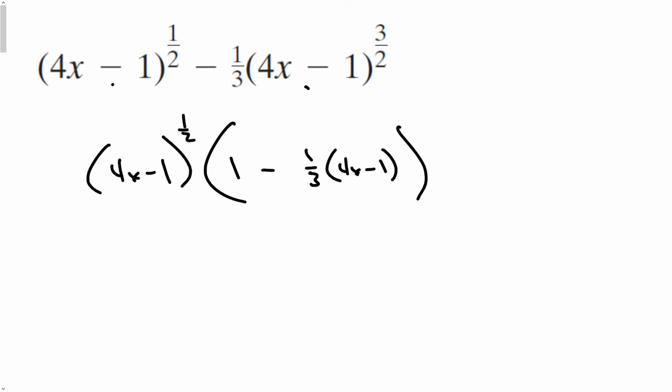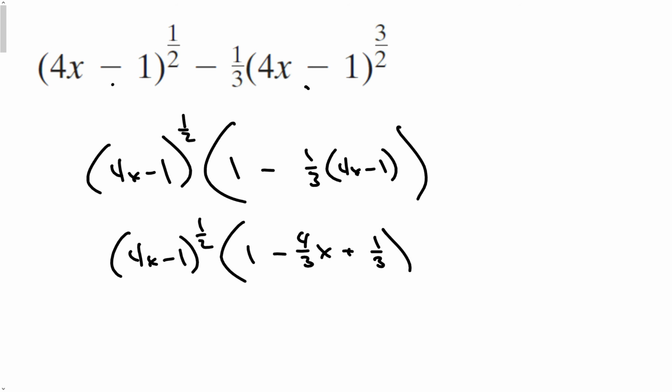Now we just got to clean up the inside here. So this becomes 4x minus 1. I have a positive 1/2. I don't need to move anything to the bottom of the fraction, which is nice. But I'm left with a fraction here. So that's 1 minus 4 over 3x plus 1/3. I have to combine these two right here. So we have 4x minus 1 to the 1/2 power. 1 plus 1/3 is 4 over 3.